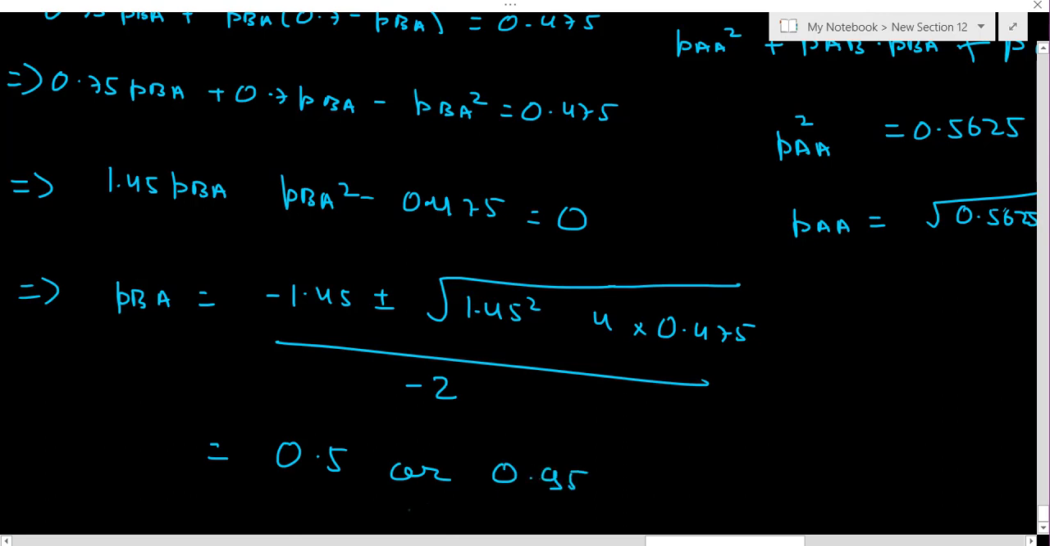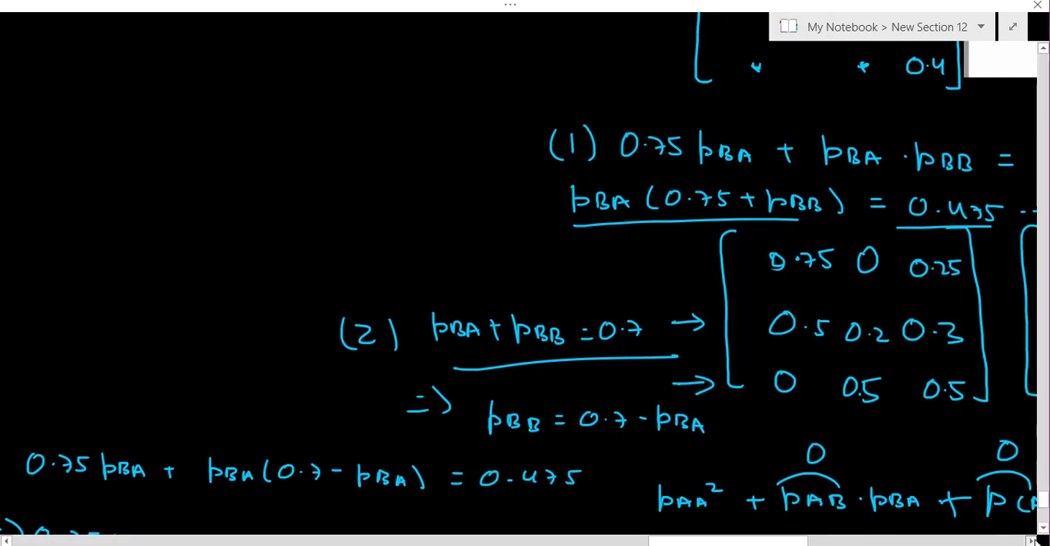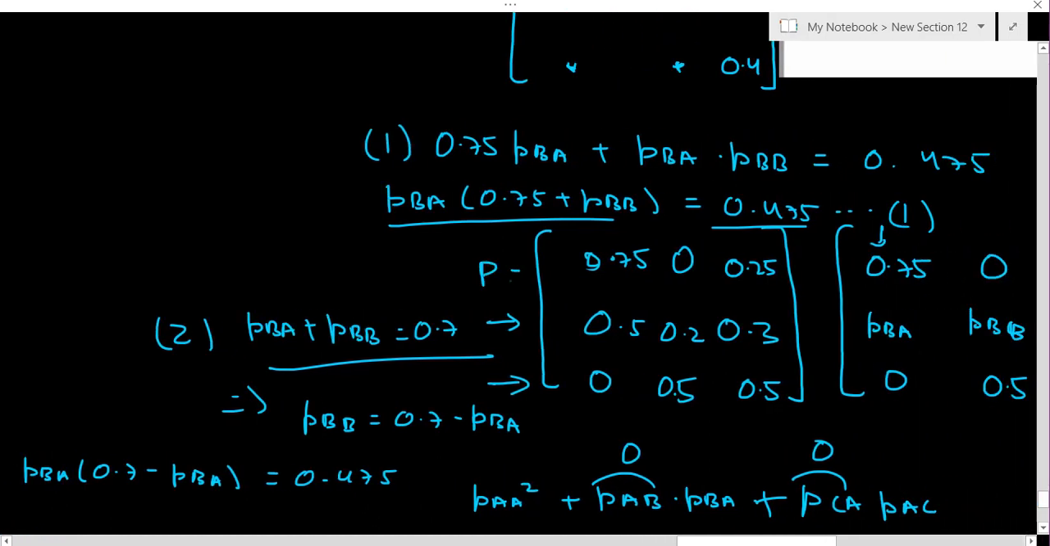Okay, so these are the two values that you get, and you'll have to reject 0.95 because you know that PBA plus PBB plus PBC have to be 1 and all of them have to be positive, and PBC is already 0.3. So if you take 0.95, PBB would become negative, which is not possible. So you reject this. You have 0.5, which is your final value, and that's the reason your entire matrix would look somewhat like this, 0.5, and this becomes 0.2 because they have to add up to 1. So this is your answer. This is your final matrix. Okay, this is your P, which you wanted to find.